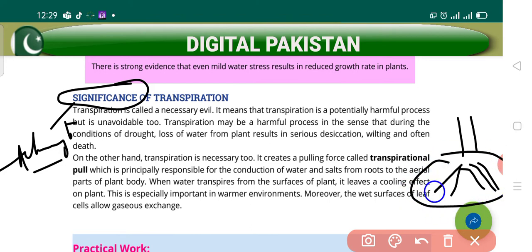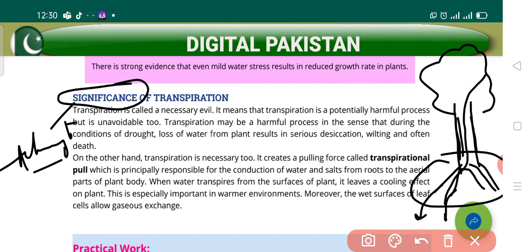The plant's roots are taking water from the soil, and now how is this water going to reach all parts of the plant? How is that possible? You can say that the water from the soil is transferred to all parts of the plant. You know that there are thousands of leaves present in a tree. How? Obviously by transpiration. Transpiration results in the water pull.